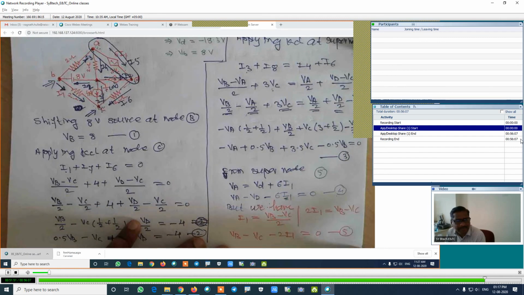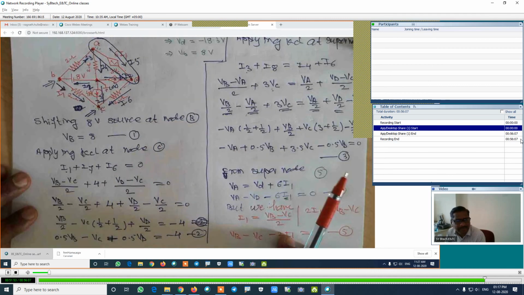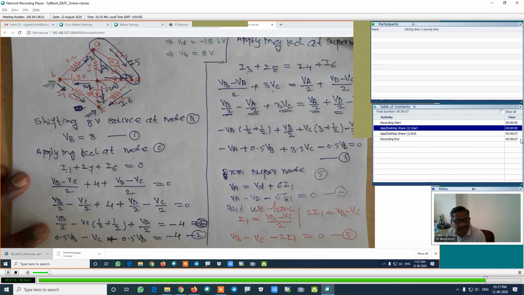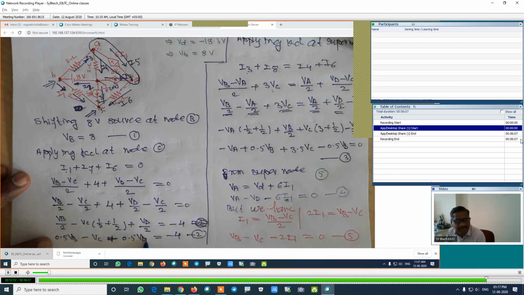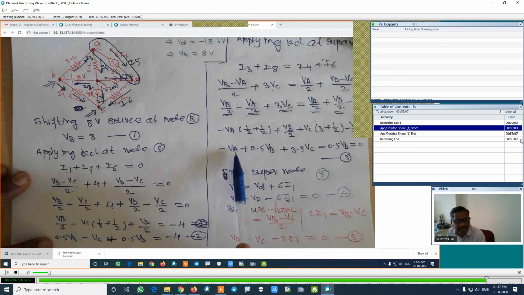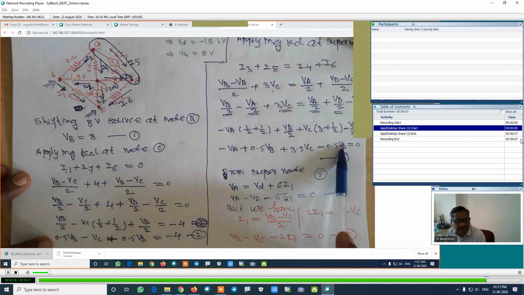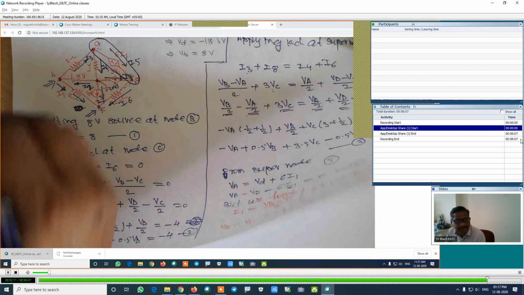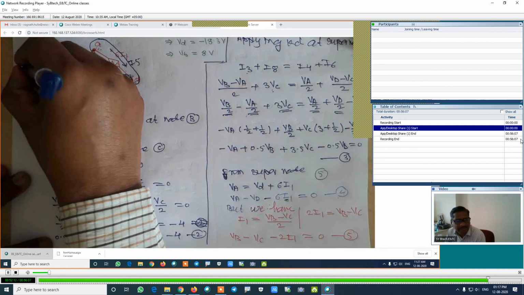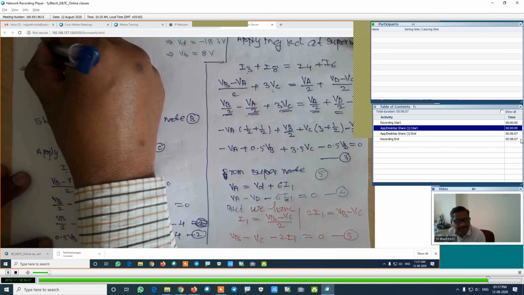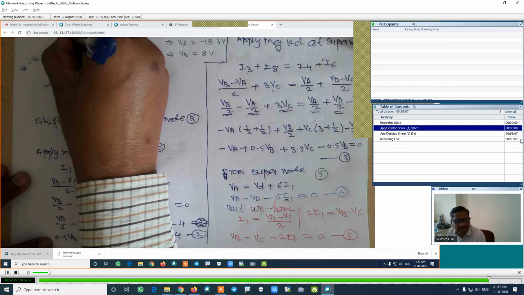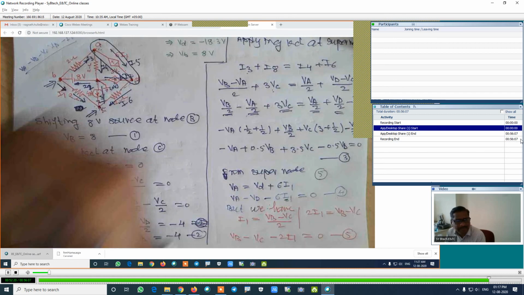But here, while taking the equations, the sequence is important. How have I taken the sequence? Look at equation number 3: VA, VB, VC, VD. And if you have the current, VA, VD, and I1. Means my equation's first unknown is always VA, second is VB, third is VC, fourth is VD, and finally the unknown is I1. This combination I have followed.